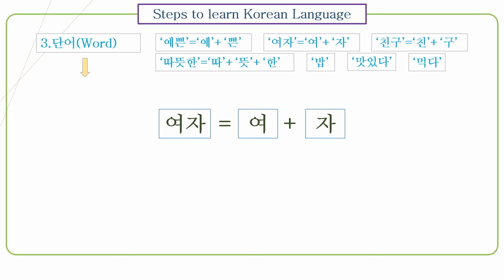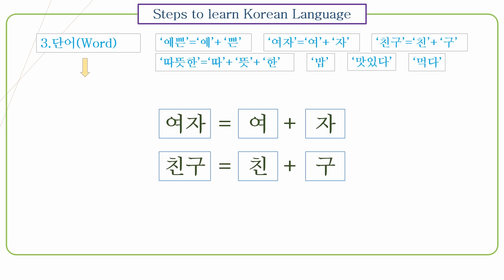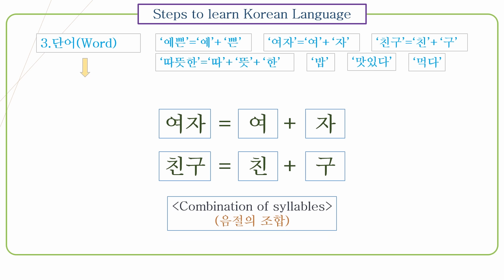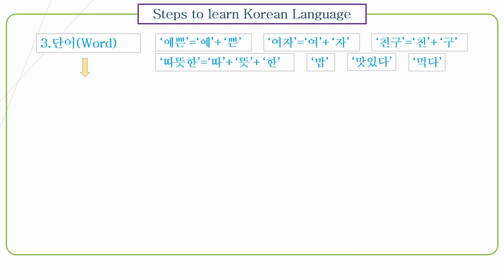Finally, it functions as a language with a meaning. Another example, the word 친구 is made of syllable 친 and syllable 구, sound as 친구, and it has a meaning of a friend. At this step, what you need to know is as following.